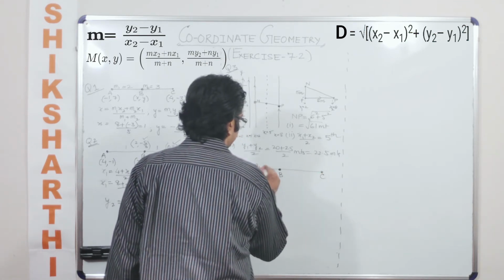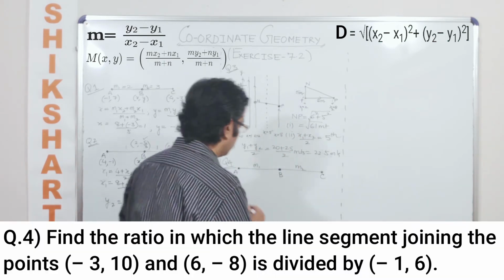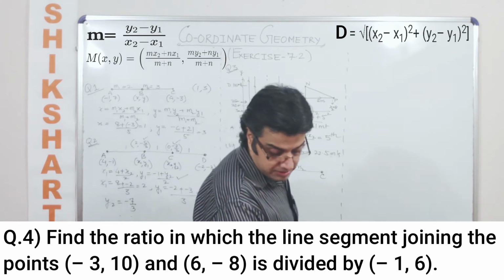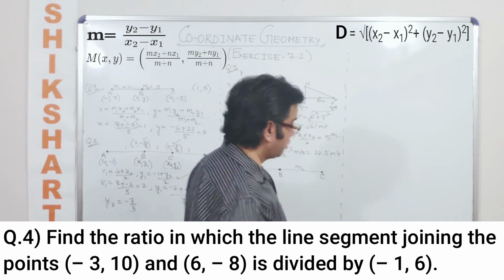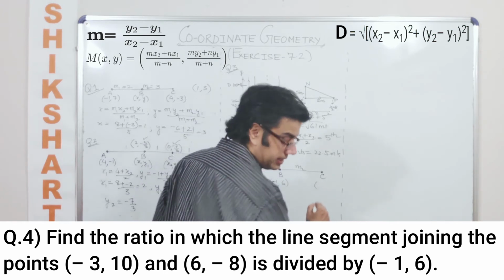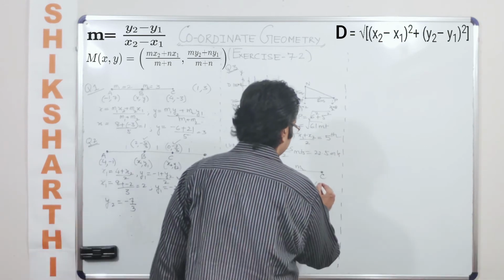So here let us say this is M1 and this is M2. So what is A here? Minus 3 comma 10. What is B here? B here is minus 1 comma 6. And what is C here? C here is 6 comma minus 8.